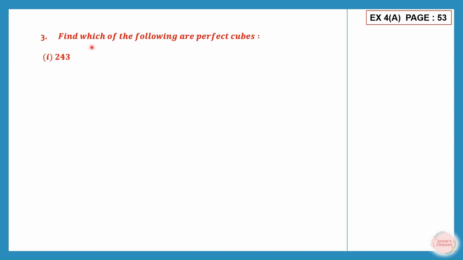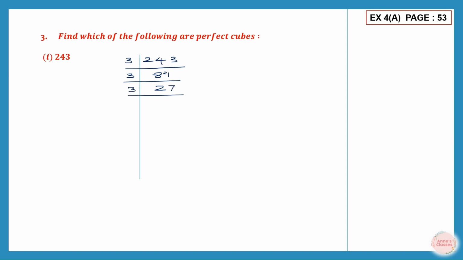Question 3. Find which of the following are perfect cubes. So we're going to see if this is a perfect cube. Now how do we do that? We find the prime factors of 243 first. So let's do that. Let's find the prime factors of 243. Let's divide this by 3. 3 eights are 24. 3 ones are 3. Continue. 3 twos are 6. There's 2 left, 21. 3 sevens are 21.